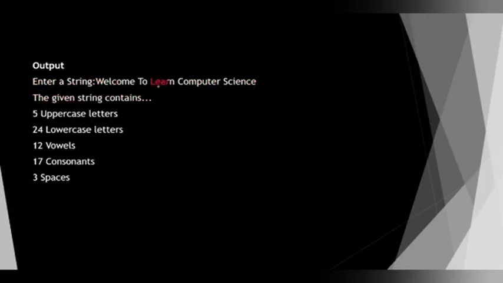Here your input is: welcome to learn computer science. From this string, how many uppercase letters are present? 1, 2, 3, 4, 5. So 5 uppercase letters, and the remaining are lowercase. There are 24 lowercase letters, 12 vowels, 17 consonants, and spaces. How many spaces are there? 1, 2, 3, 4. Four spaces are present. Here the output is 4 spaces, not 3. So your output shows 4 spaces.